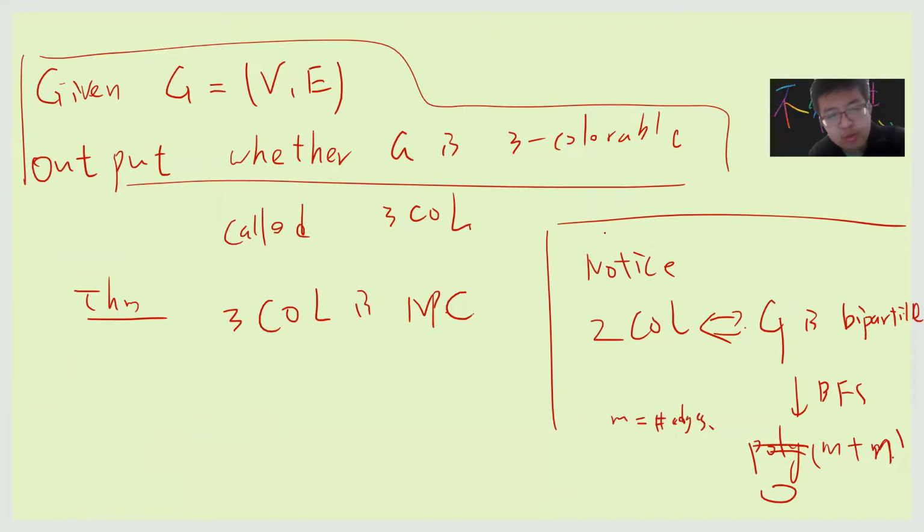In order to prove 3 colorable is NP complete, this is the hard part. We need to start from 3SAT. This is the difficult part, so we want to prove this. This is the most difficult part.